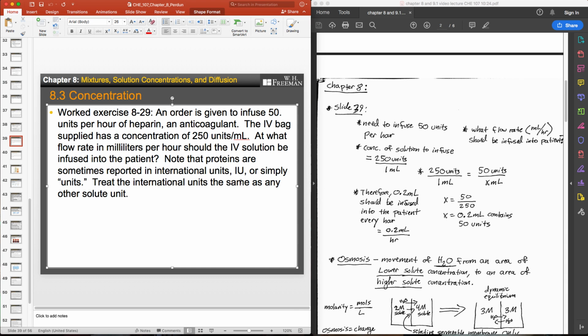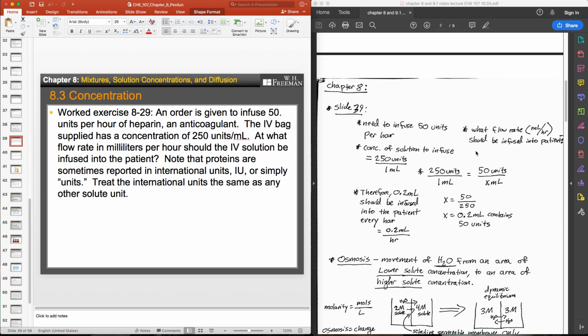And so if we're looking at this problem, really this is a very straightforward, simple problem. It's basically just saying, we've got this stock solution. How many mils would 50 units contain? And we know that we need to give it to them per hour. So you can imagine that this could actually go one step further and say we need to infuse, say, 400 units per 4 hours. So what would the flow rate be in units per 1 hour, right?